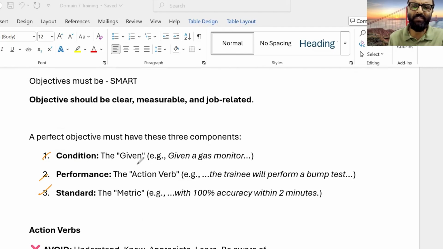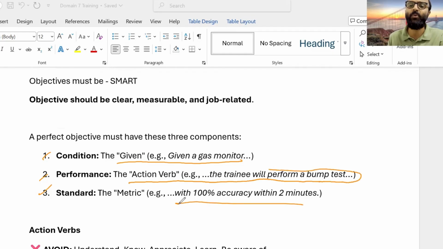Condition means in a given condition. Okay, what is the performance that you can do? Given a gas monitor, आपको एक gas monitor देंगे तो you can perform the bump test on the gas monitor with 100% accuracy within 2 minutes. That is the objective of the training. Not like, I can do the gas testing if you give me a gas monitor. No, that is not the objective.